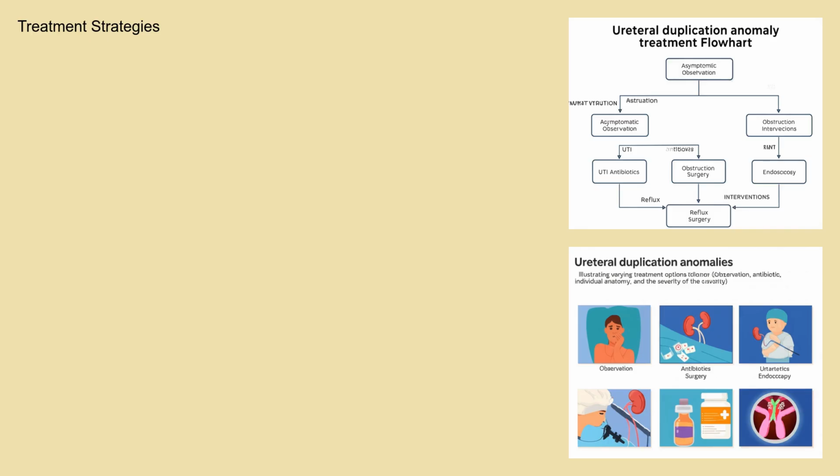Treatment depends on the severity of the condition and the presence of symptoms. In asymptomatic cases, no treatment may be necessary. However, when complications arise, interventions may be required. Antibiotics are used to treat urinary tract infections. Vesicoureteral reflux may require surgical correction, such as ureteral reimplantation, where the ureter is repositioned to prevent backflow. In cases of severe obstruction or non-functioning kidney segments, partial nephrectomy, or removal of the affected portion of the kidney, may be considered. Endoscopic procedures such as ureteroscopy can be used to correct certain types of obstructions or ectopic insertions. The choice of treatment is individualized based on the specific anatomy and the patient's symptoms.